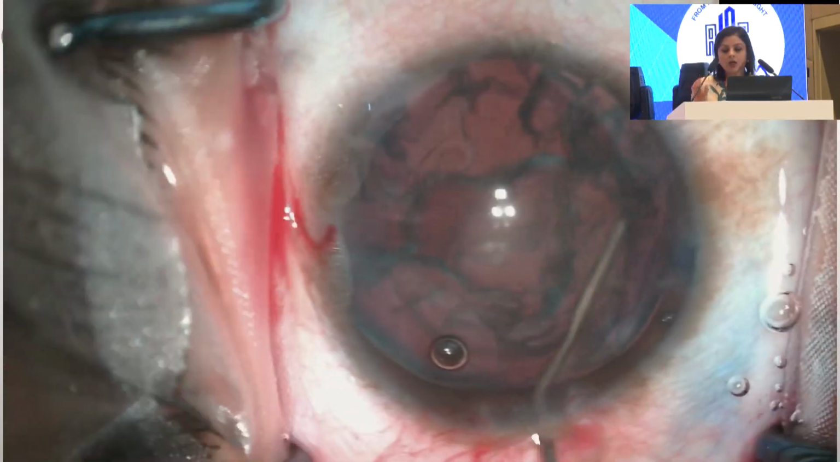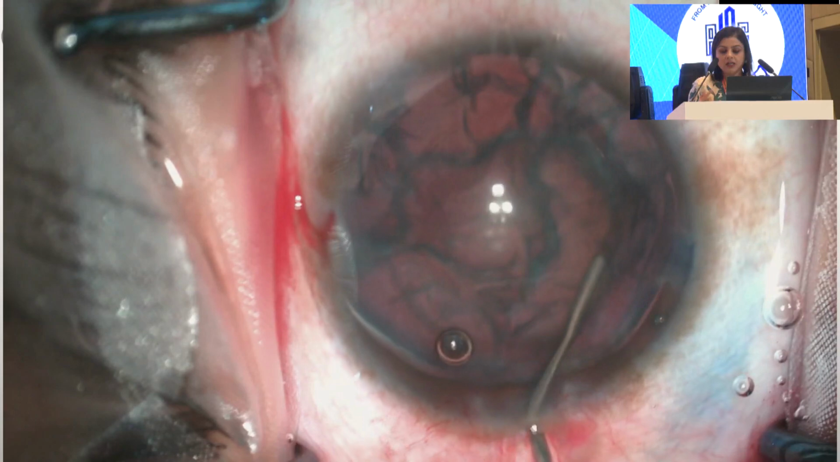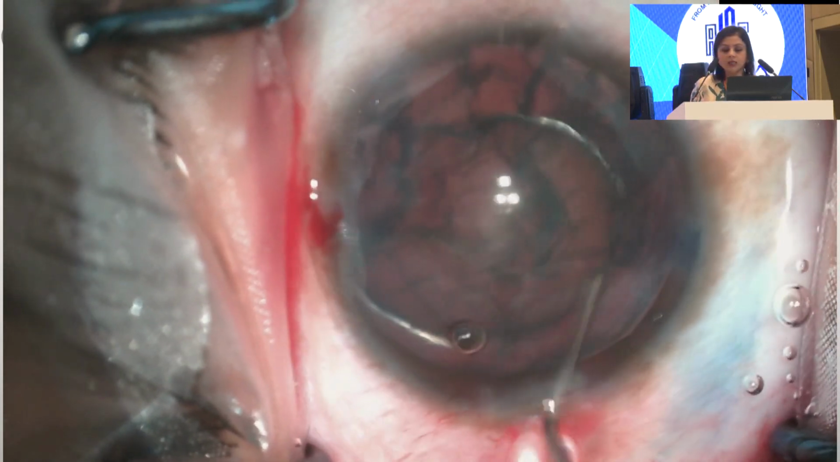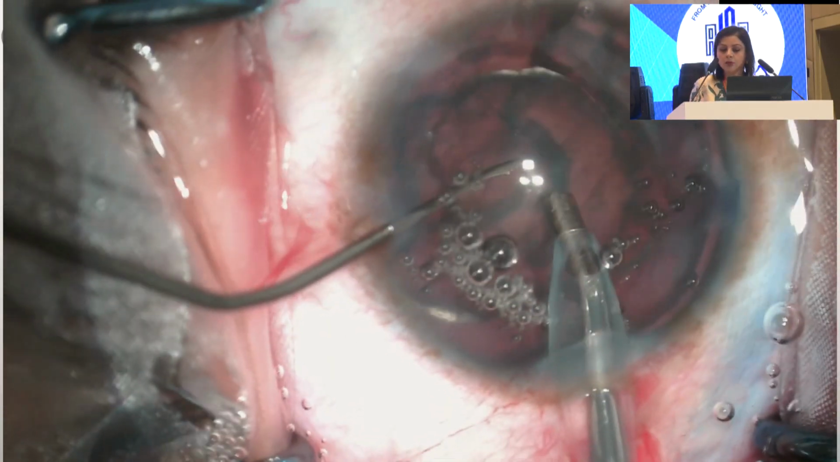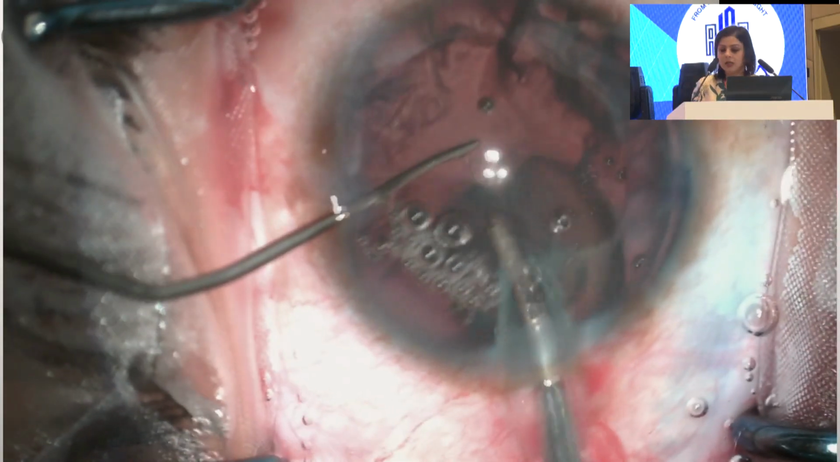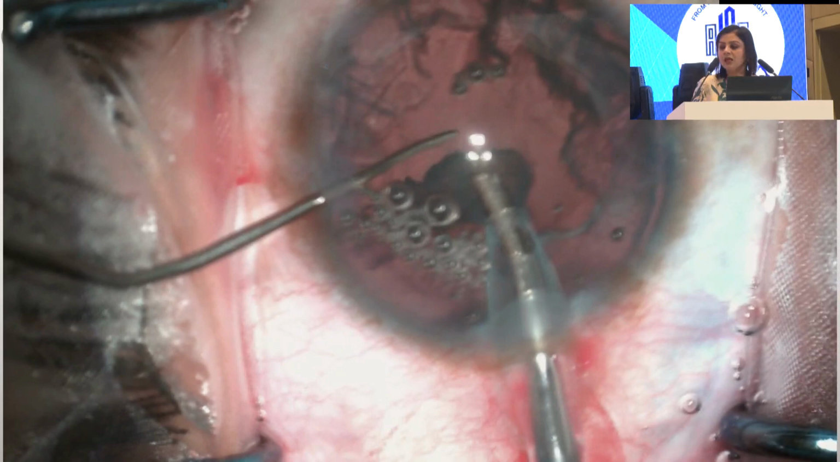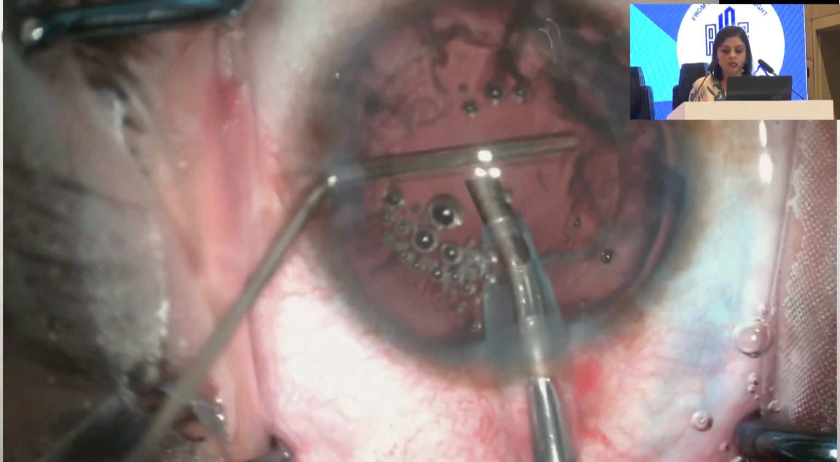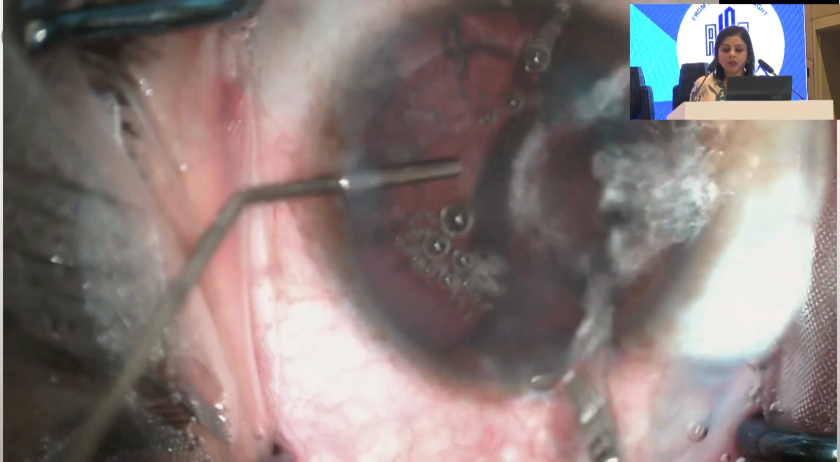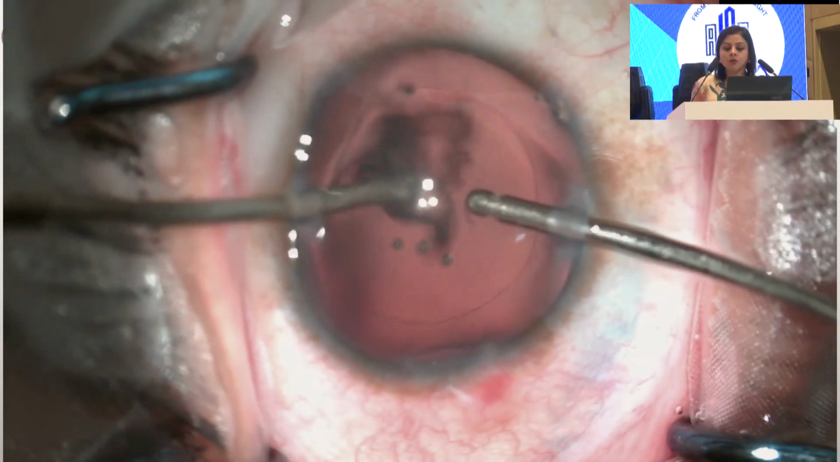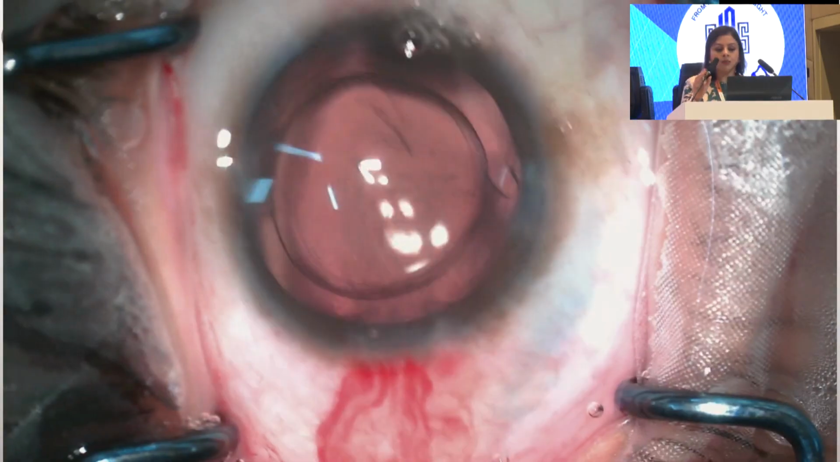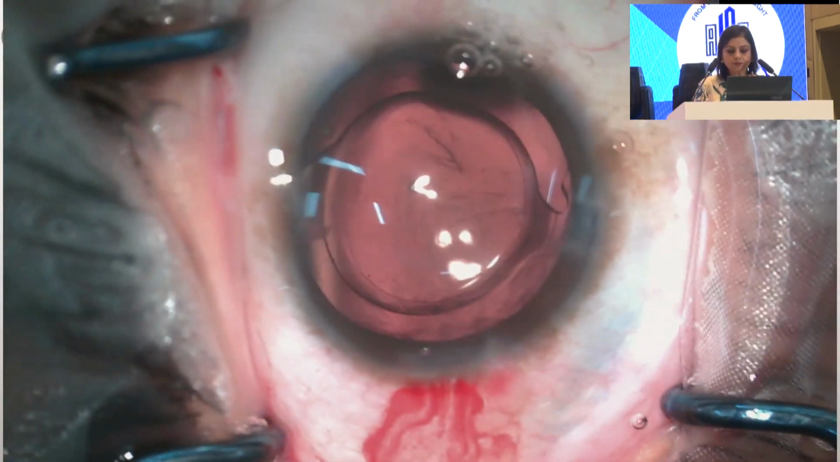Now, since I'm having a little bit of difficulty in getting this subincisional part of the nucleus up, I'm going in again, injecting a little bit of viscoelastic and again prolapsing it up and then emulsifying it safely with ease, hardly using any energy, purely vacuum settings. And then we go ahead with the rest of the steps, remove the cortex and implant the IOL inside the eye.